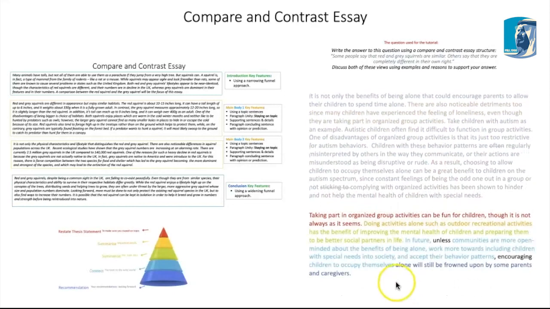And don't forget, as you come to the conclusion, use that widening, funneling down approach. Restate the thesis statement. You know, the summary of important details and the main idea. Language that pushes or connects to the future. Here, using unless something happens, something else will happen. So unless is a good word to use about the future as a prediction, unless communities are more open-minded and work towards children in special needs and accept their encouraging children.